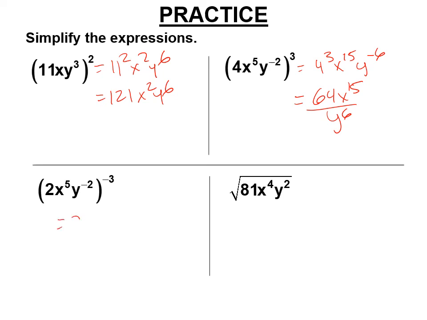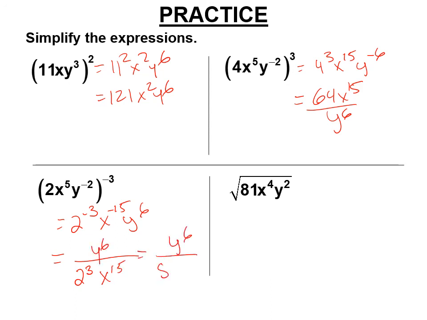This is 2 to the -3rd, x to the -15, y to the +6. So this comes down here, this comes down here, and the y to the 6th stays, right? So we get y to the 6th over 8 x to the 15th.